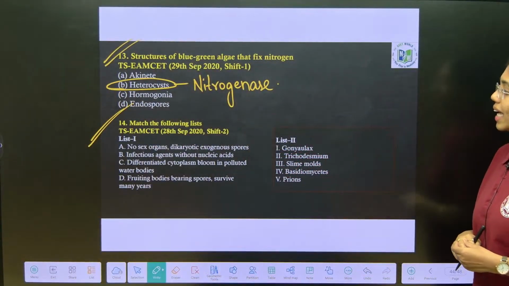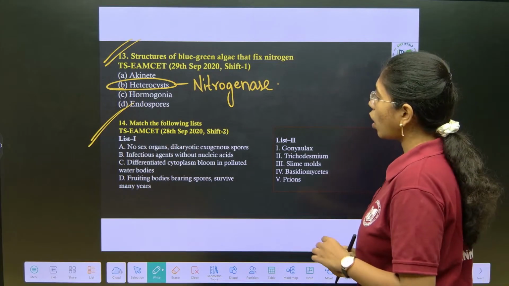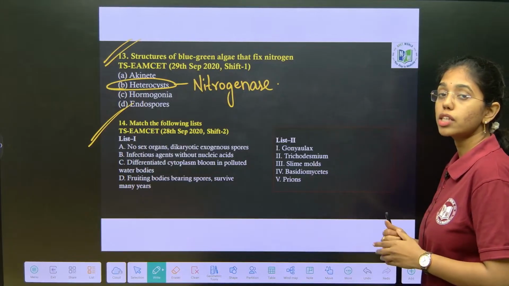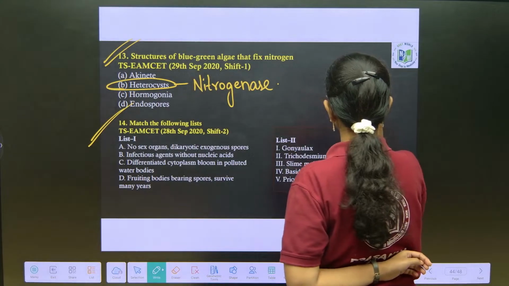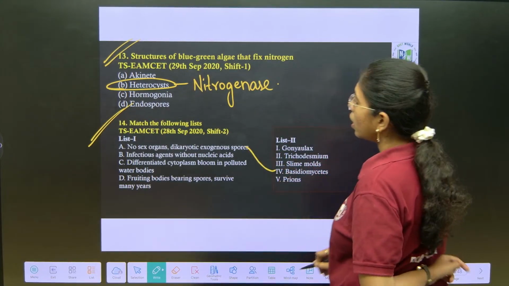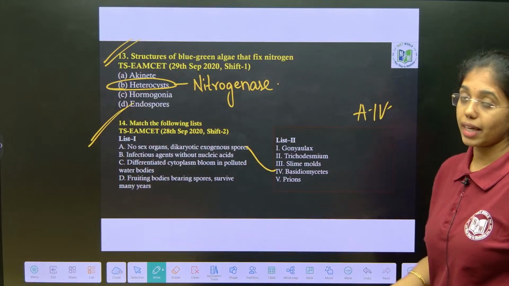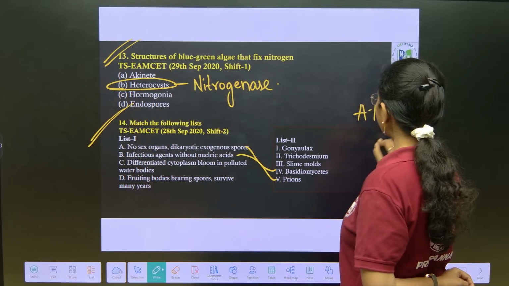This question: match the following list. No sex organs, dikaryotic exogenous spores. Exogenous spores, basidiospores, observed in the class Basidiomycetes. So, A is 4 here. Infectious agents without a nucleic acid means they have abnormally folded proteins, which is prions.